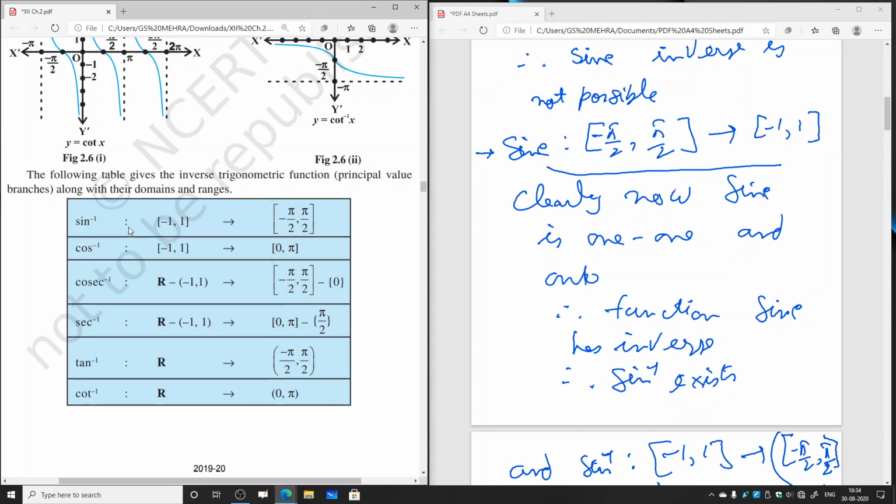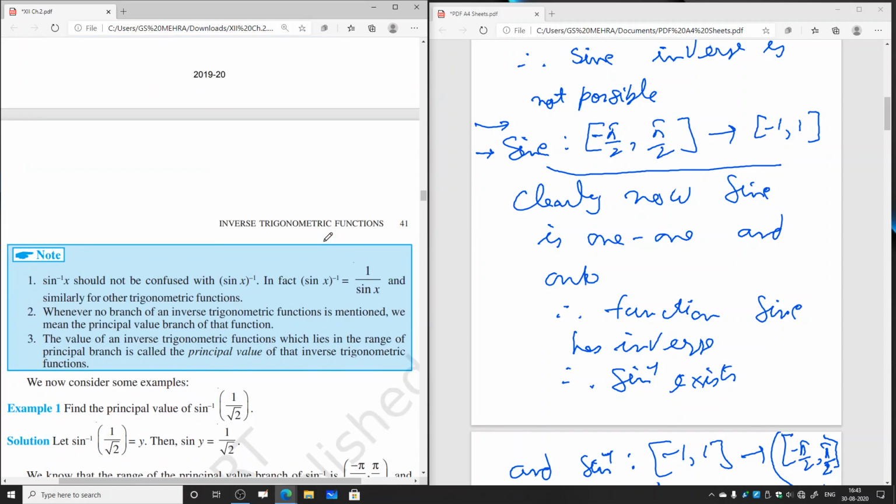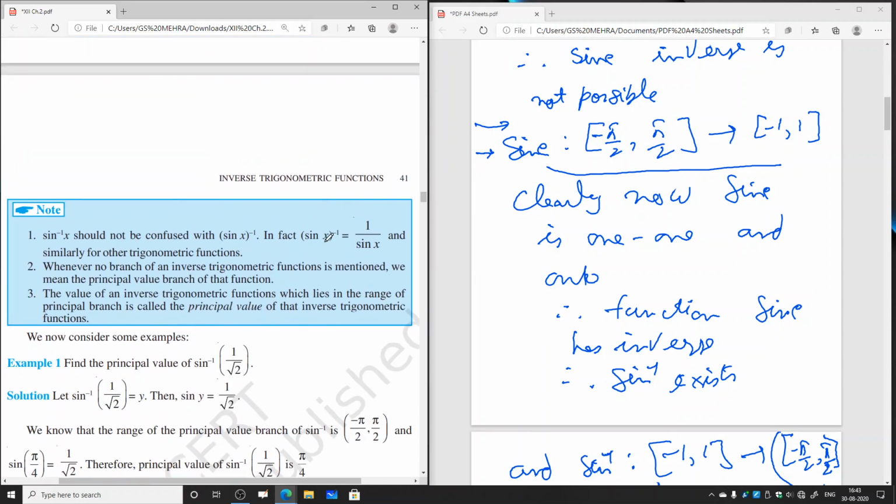For sine inverse, the domain is the closed interval minus 1 to 1 and the range is the closed interval minus pi/2 to pi/2. And here we have the functions cos inverse, then cosec inverse, sec inverse, tan inverse and cot inverse. So do remember this table, because it will be very helpful to you in solving problems based on inverse trigonometric functions. So now let us go to some important notes.